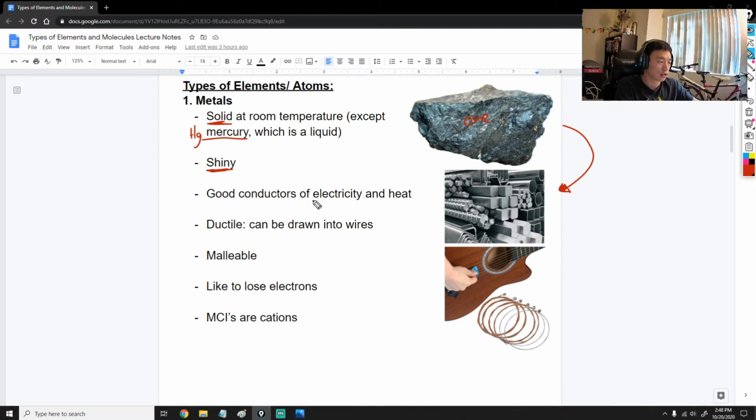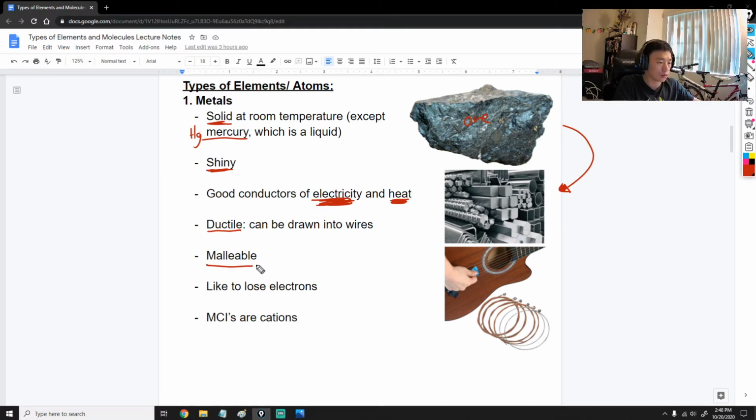They're good conductors of electricity and also heat, and this is why we use metals to make wires so that they can carry electricity. We also use metals for frying pans and things like that because they're also able to have heat flow through them very well. They're also ductile, which means they can be drawn into wires. So if you guys play guitar, you know that the strings are made out of metal, and the reason why they're made out of metal is because metals are able to be drawn into these wires. Okay, they're ductile. They don't just break when we try to make them very thin.